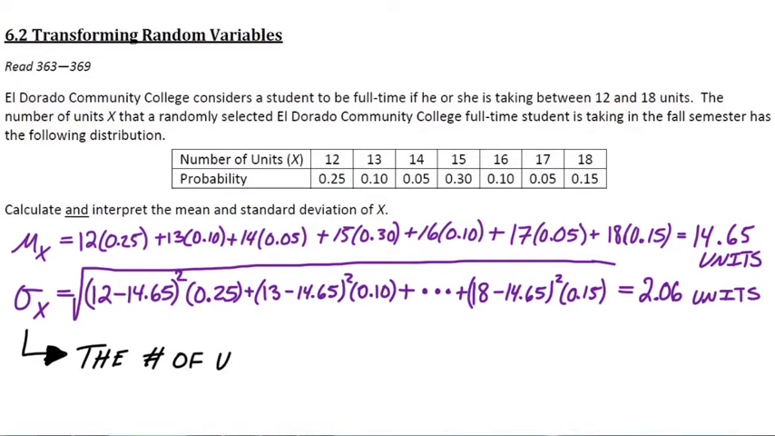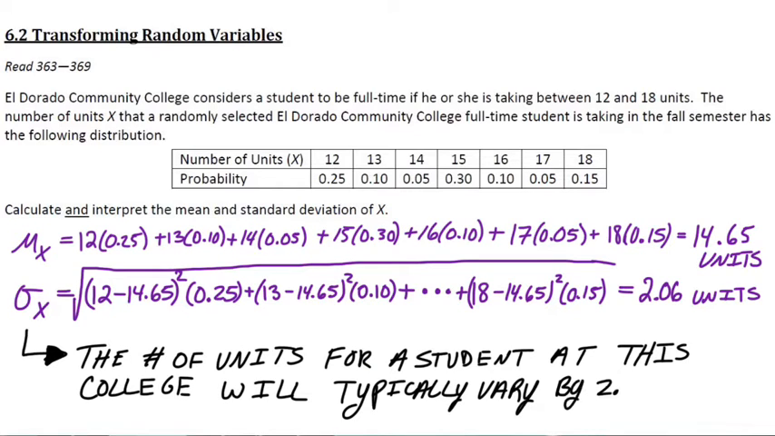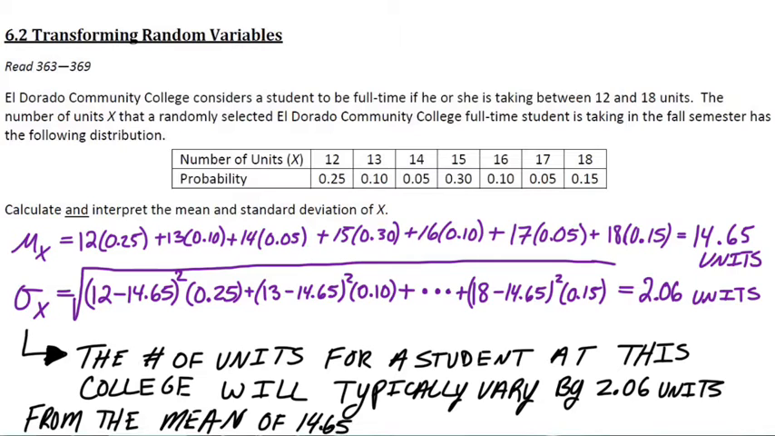So we still need to interpret that. We can say the number of units for a randomly selected student at this college will typically vary by 2.06 units from the mean, which was 14.65 units. Okay, so that should have been easy enough. We've had experience calculating the mean and standard deviation for other discrete random variables. The reason we start with that here is because now we're going to transform this random variable.